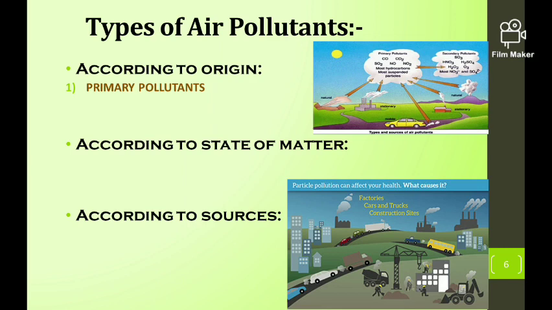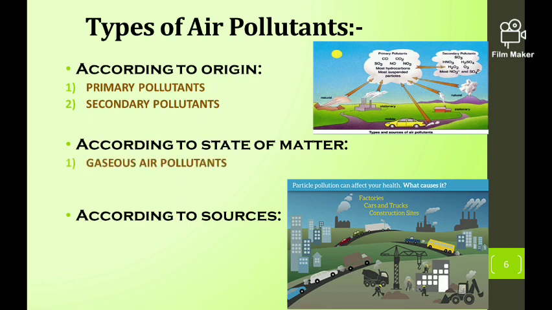Then it is secondary pollutants. The pollutants that are formed in the atmosphere by the chemical interaction between the primary pollutants and the atmospheric constituents are known as secondary pollutants. Examples are sulfur trioxide, ozone, peroxyacetyl nitrate, which is also known as PAN.